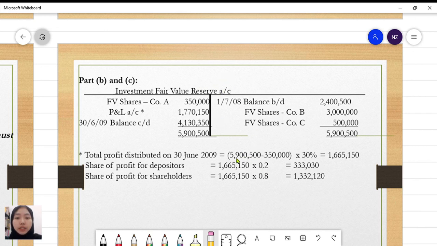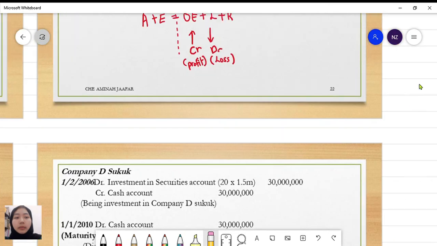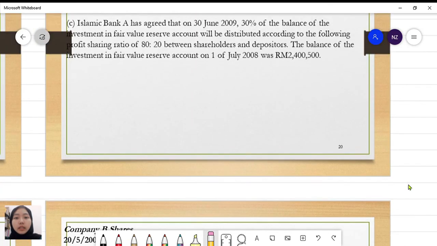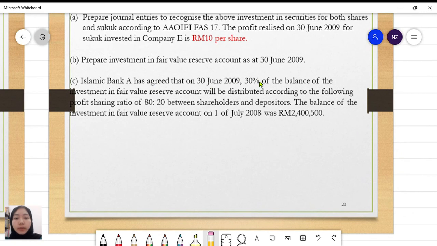Tapi ni kan, ni dia punya calculation. 15900 tolak 35000 is when 15900 ni is this one minus yang ini times with 30%. Kenapa 30%? Tadi based on the question, dia cakap Islamic Bank A tu hanya recognize, agreed 30% of the balance of the investment fair value reserve. Balance dia tadi tu, yang 590,500 tu, bila you minus with 350 tu, that one is the balance of the reserve. And dia hanya ambil 30% of that balance saja.